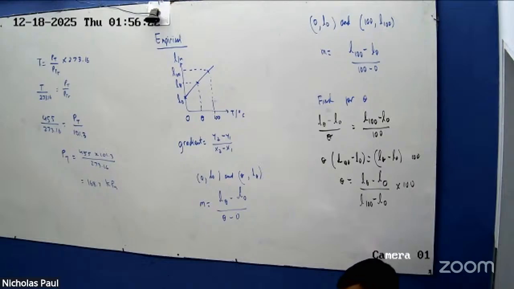Write this down. Question one. A constant volume gas thermometer.